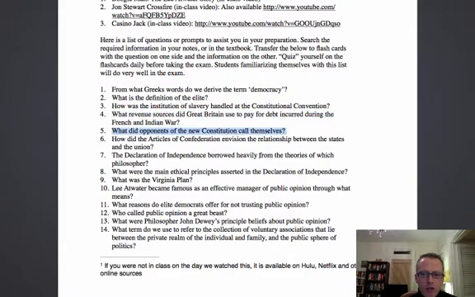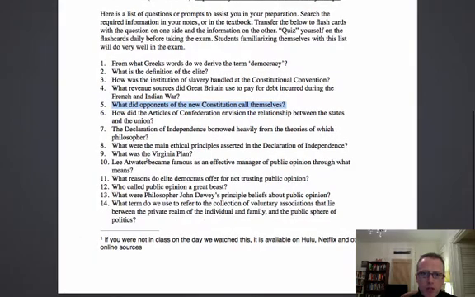What did opponents of the new constitution call themselves? As you know, we were looking at this a little bit in our lecture as well, on the question of federalism versus anti-federalism.